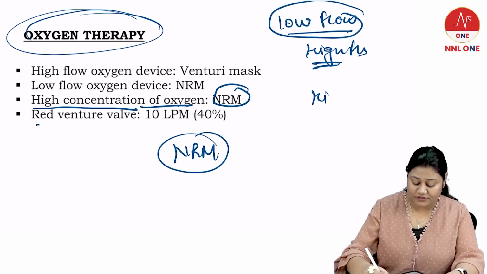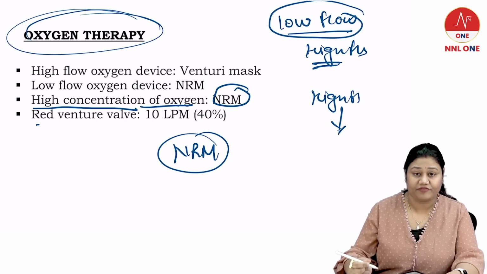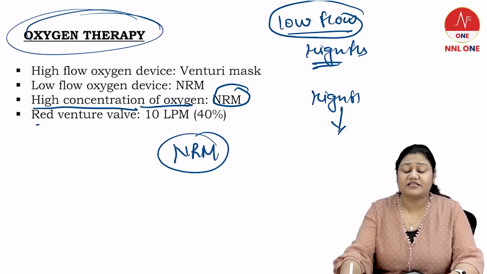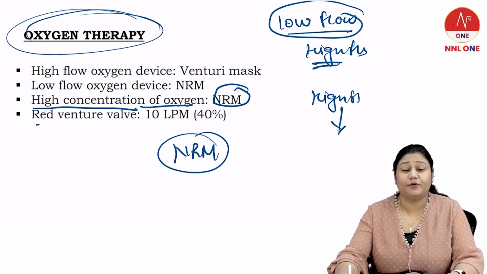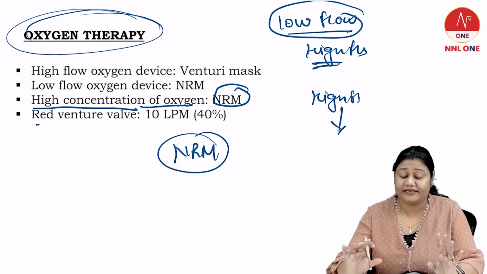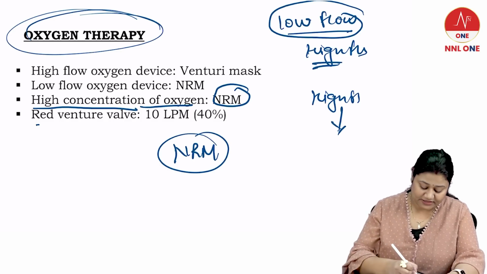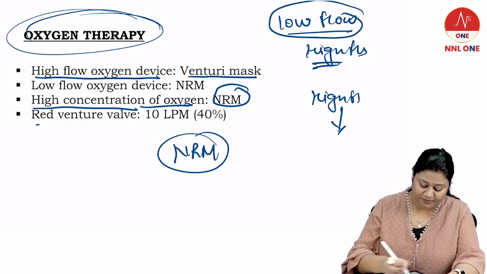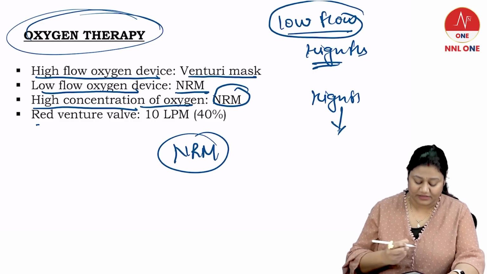Then we have high flow oxygen devices. Under high flow we have our favorite, which is the Venturi mask. Venturi mask works on the Bernoulli principle, right? The Venturi mask is a high flow device, but it does not provide a high concentration of oxygen. High flow oxygen device, Venturi mask. Low flow oxygen device, non-rebreather mask.